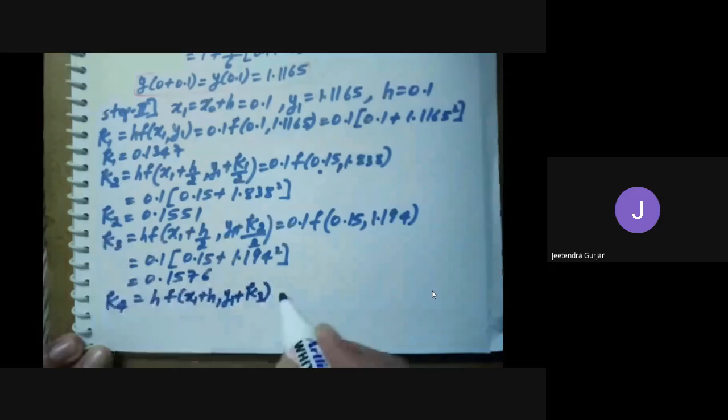Okay, so immediately we'll go for K4. K4 is equal to h times the formula f of x1 plus h, y1 plus k3. K3 is from the previous calculation. H is 0.1, substitute 0.1, and then f of 0.2, 1.1576. Substitute the values, students. So we get here is equal to 0.1. X is 0.2, so substitute x plus y is 1.1576 square. So we substitute.